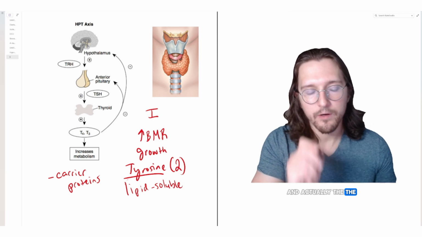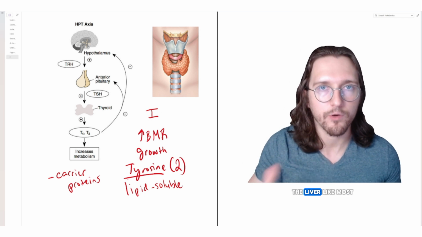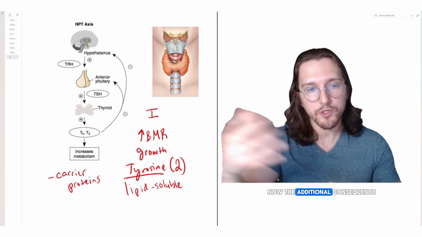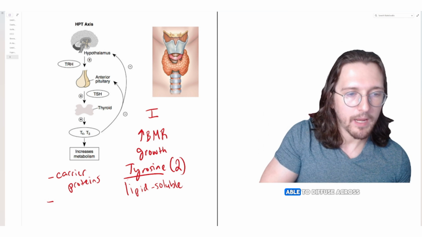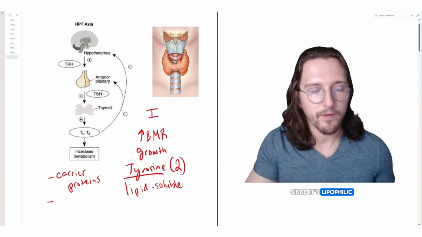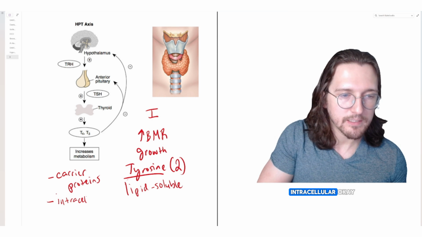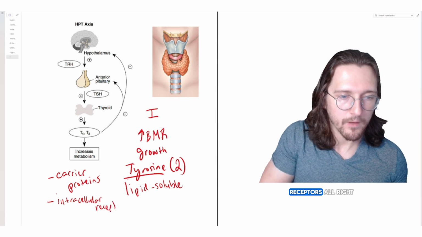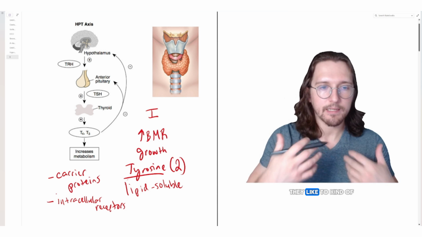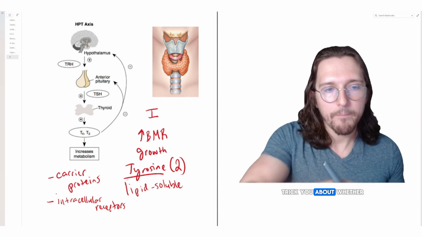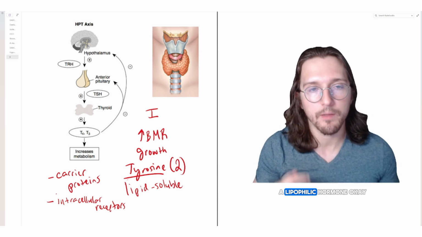And actually, the carrier protein that carries this is called thyroxine binding globulin, and it's produced in the liver like most carrier proteins are. Now, the additional consequence of it being lipid soluble is it doesn't bind to membrane receptors. So it will be able to diffuse across the cell membrane since it's lipophilic, and then it will bind to intracellular receptors. So those are some really important things to remember about thyroid hormone because they like to ask about this. They like to try to trick you about whether or not this is lipophilic. This is the one exception besides steroid hormones that we have to know that is actually a lipophilic hormone.